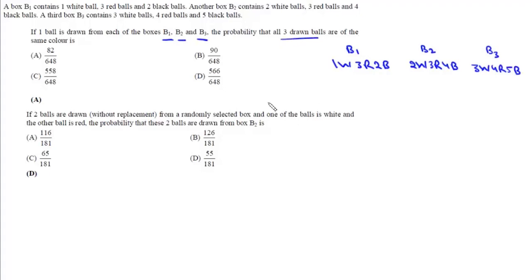Now all the 3 balls are of same color if all 3 of them are white. So it will be W, W, W, or red, red and red, or black, black and black.